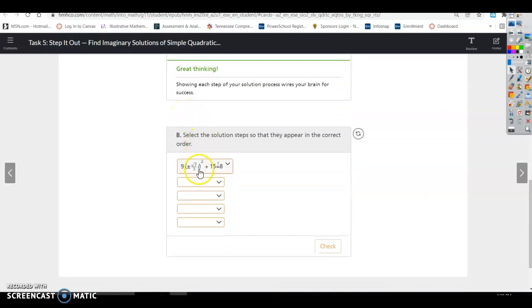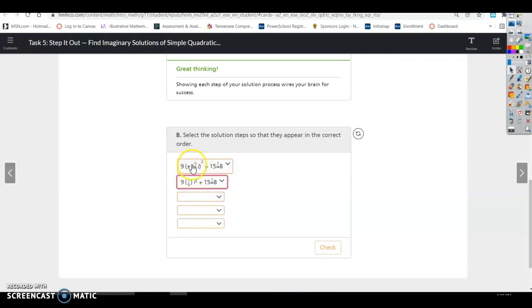All right, then what are we going to do next? We are going to separate, bring out the i squared here. So the square root of 7 becomes just 7 when you square it, and 3 squared becomes 9, and then they still have the i squared here. So this would be the second step. And then 9 times 7/9 cancels and leaves just 7. So we should have 7i squared plus 15 equals 8.